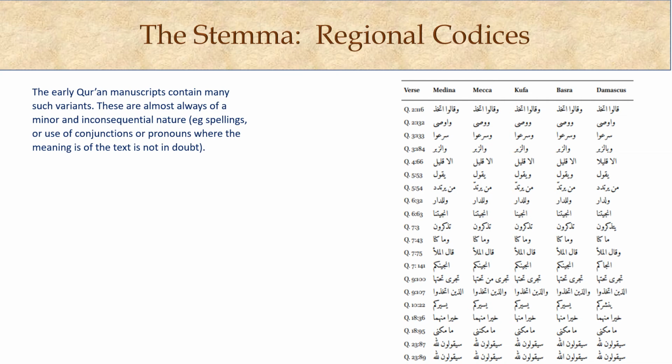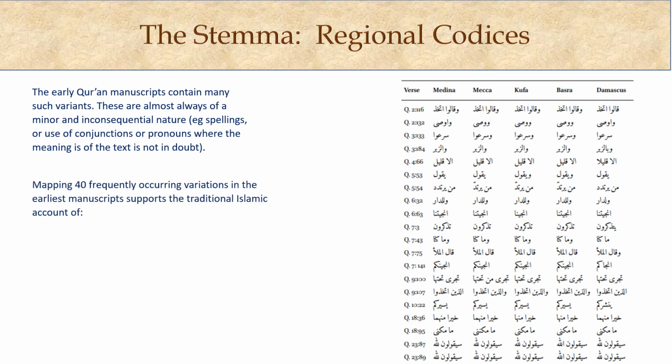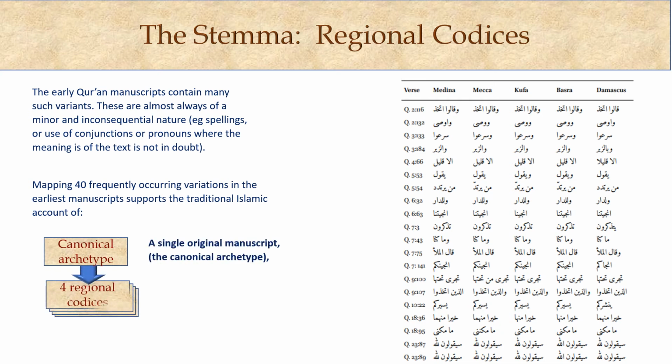I should stress that although the early Quran manuscripts contain very many such variants, these are almost always of a minor and inconsequential nature, such as differences in spellings or the use of conjunctions or pronouns, where the meaning of the text is not in any doubt. There were approximately 40 frequently occurring variations in the early manuscripts that supports the traditional Islamic account of a single original Quran manuscript from which 4 copies were made and dispatched to separate locations, sometimes called the regional codices.